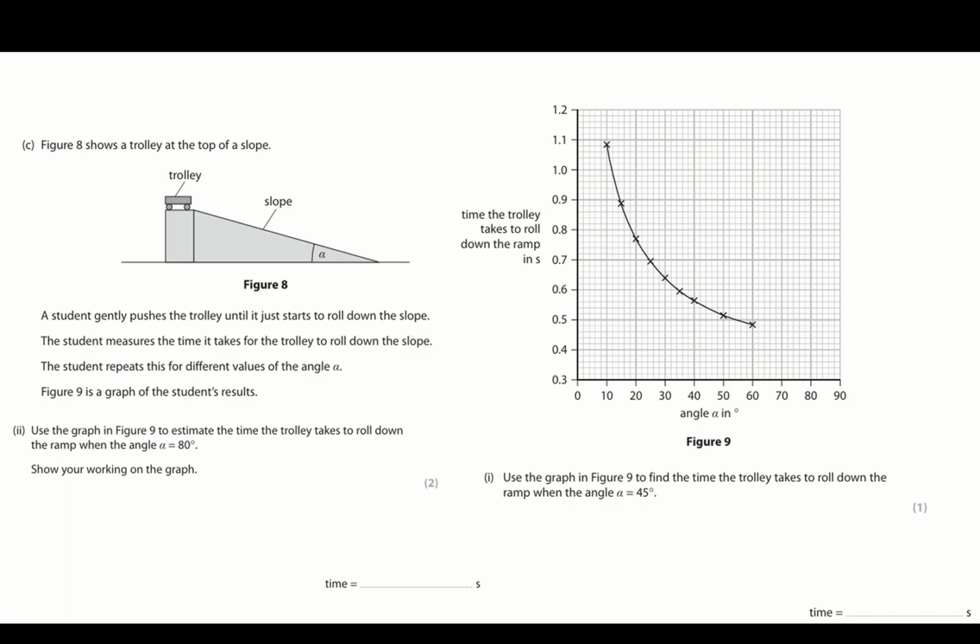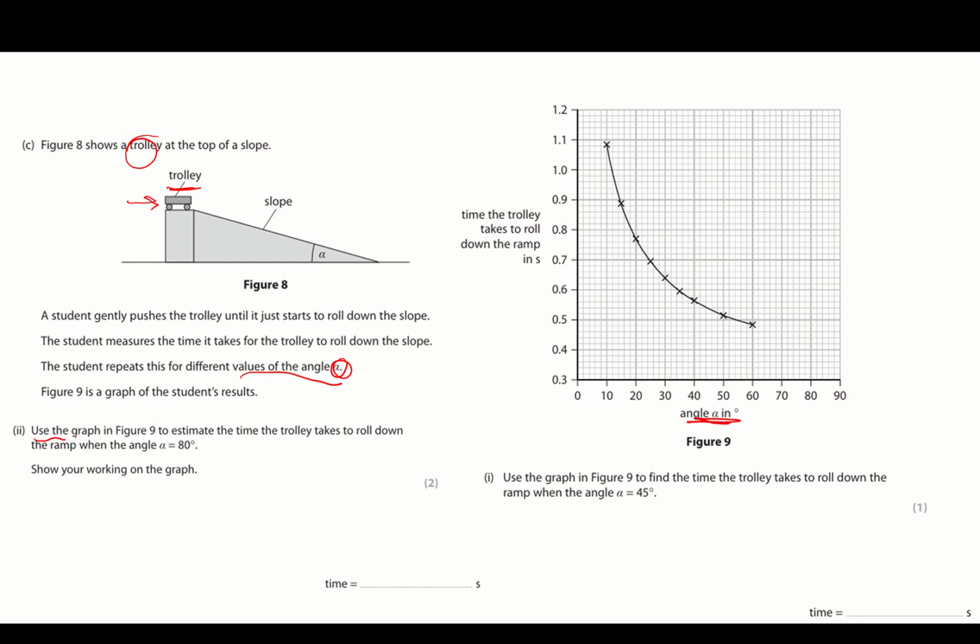Okay, next question. We've got a trolley at the top of the slope. It shows us that there. They're going to push the trolley, so a small little force is going to apply. So it just starts to roll down the slope. And then they repeat this for different angles called angle A. And we can see that here. Angle A is on the graph.